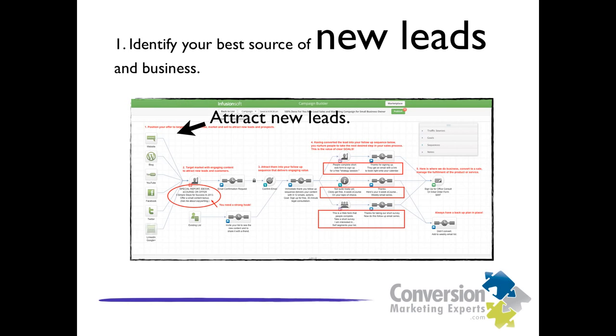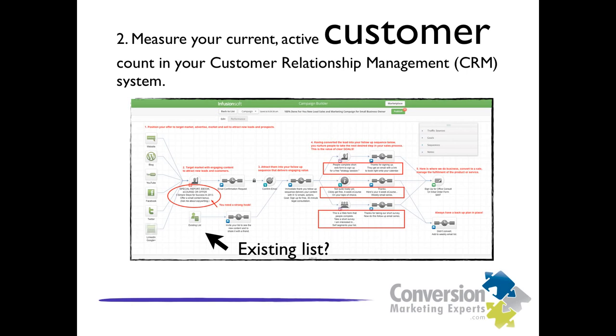So, stepping right in, number one, you want to identify your best source of new leads in your business. This is all about, at the first stage of this process, attracting enough new leads to your business. Step number two, you want to measure your current active customer counts in your CRM system. Now, if you're not using Infusionsoft, great. Hopefully you have a customer relationship management system. It's a critical discipline because what you're going to see, I wrote down a little bit lower on that slide there with an arrow pointing to existing list.